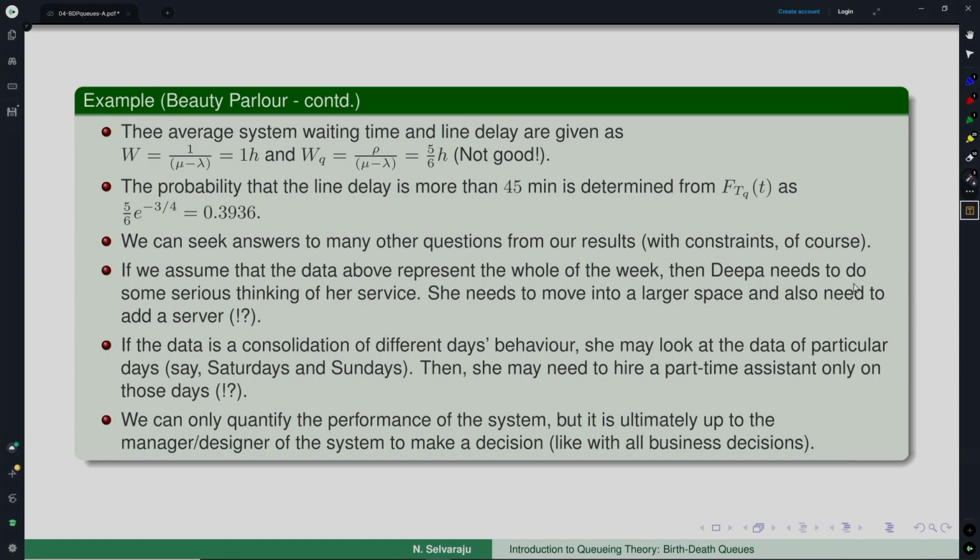Now, whether this much delay is acceptable is something one has to decide. Depending upon that, she can make a decision in this case. So, that is how these performance measures help us decide in which direction we want to make an improvement.